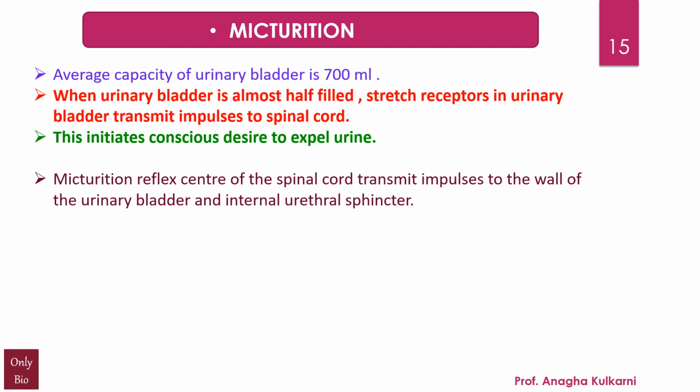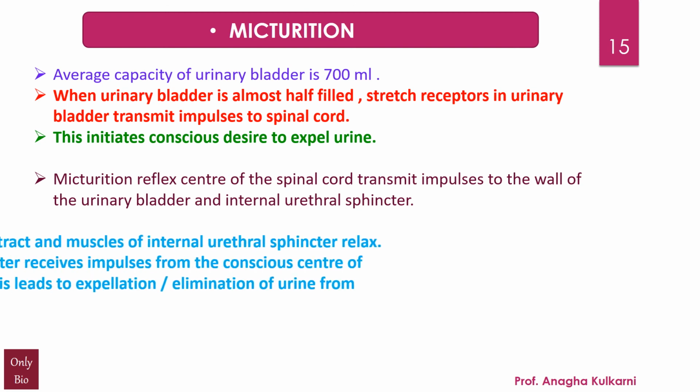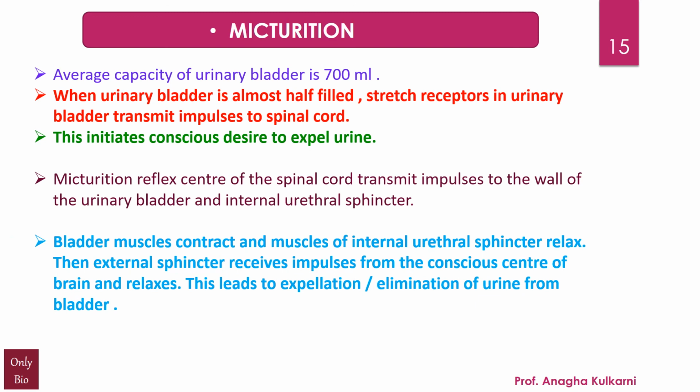The micturition reflex center of the spinal cord transmits the impulses to the wall of the urinary bladder and the internal urethral sphincter. So the bladder muscles contract and the muscles of the internal urethral sphincter relax. Then the external sphincter receives impulses from the conscious center of the brain and relaxes. This leads to expulsion or elimination of the urine from the bladder.